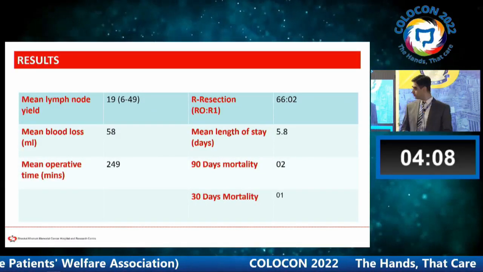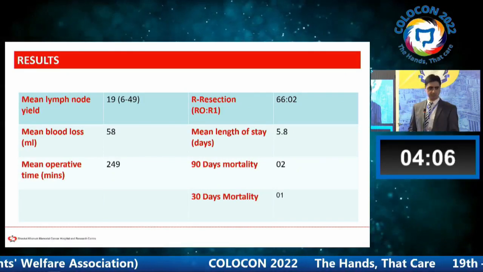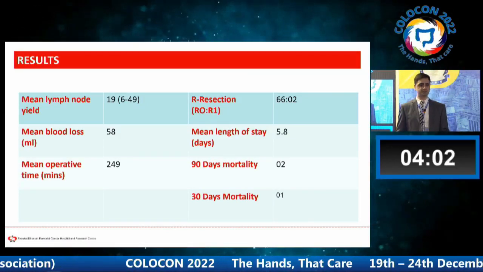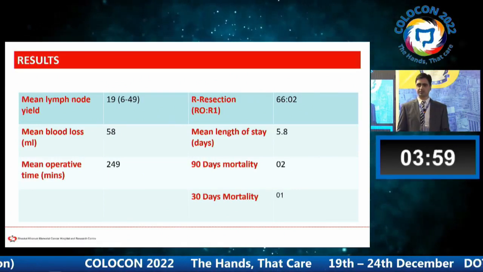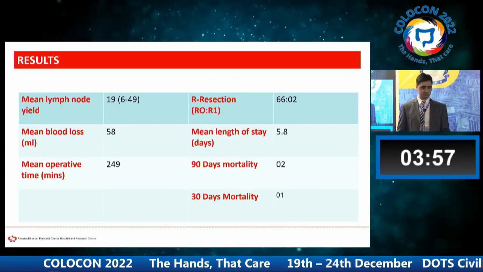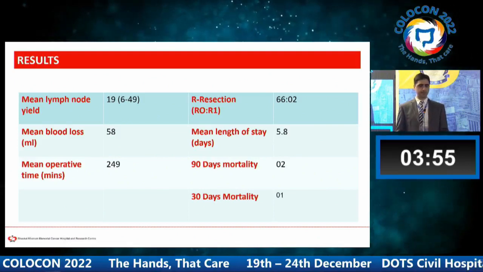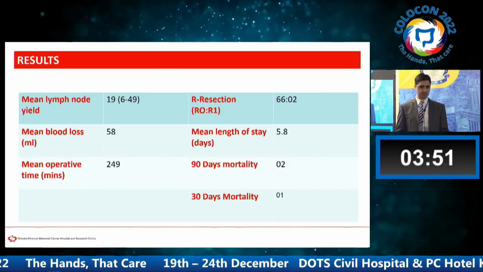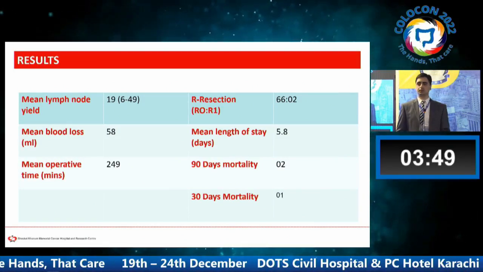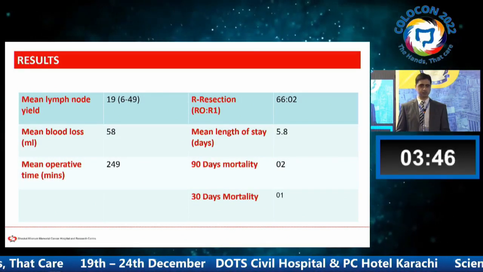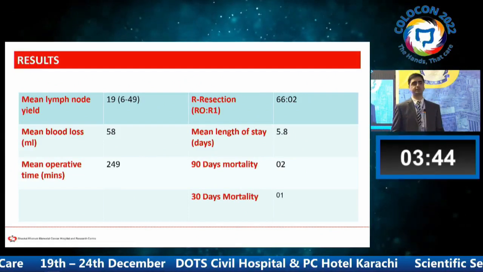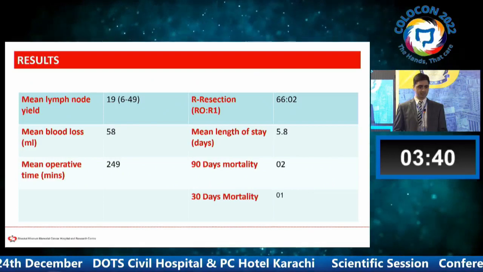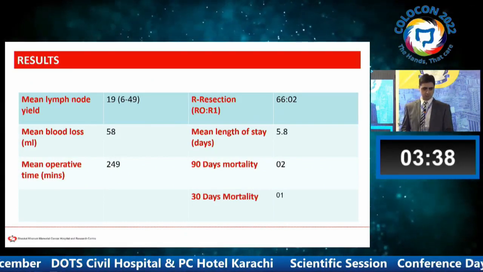The mean lymph node yield was 19. The majority of the patients had R0 resection, whereas 2 patients had R1 resection. One had right hemicolectomy and the other had panproctocolectomy. Our length of stay was 5.8 days. Our mean operative time was 249 minutes. Mortality at 30 days was 1. And at our unit, we follow the patient for up to 90 days in terms of mortality, and that we include in our analysis. So the 90-day mortality was 2 in number.